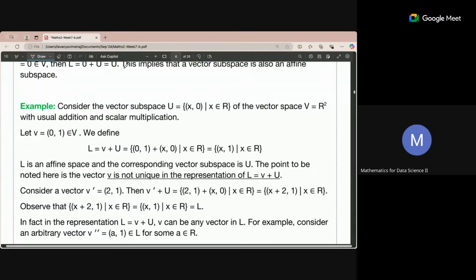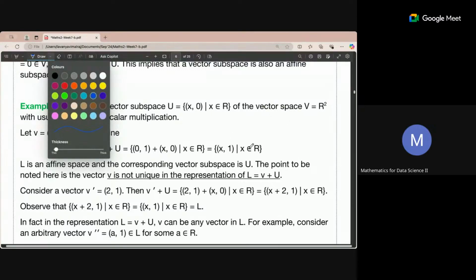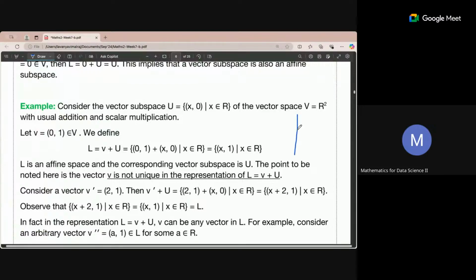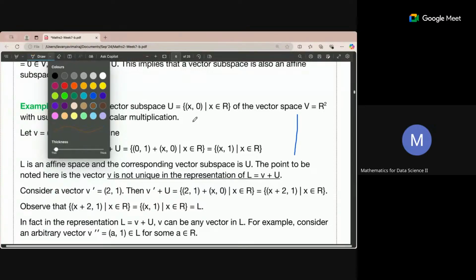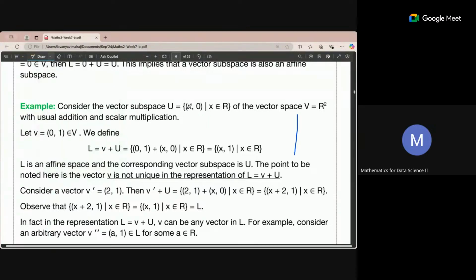So in R2, what is this U? (x, 0) means what? It is the x-axis, right? So this is your U. Your x-axis is the subspace U here. So now this is a subspace.